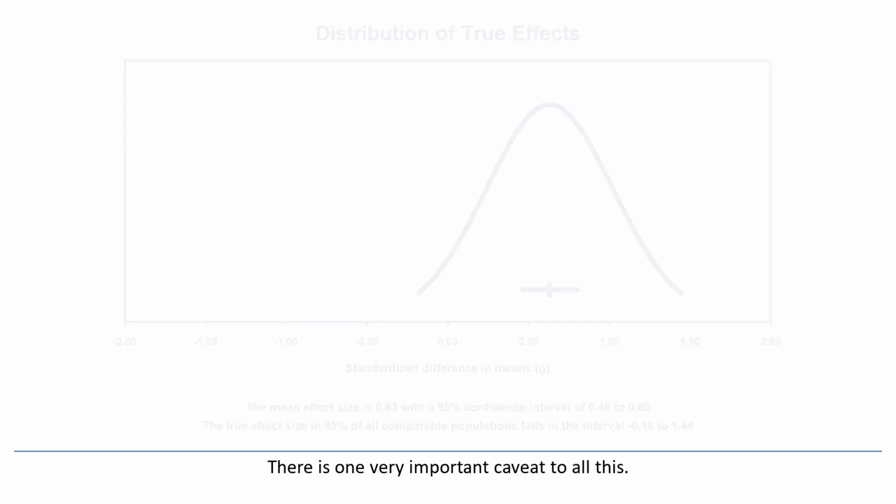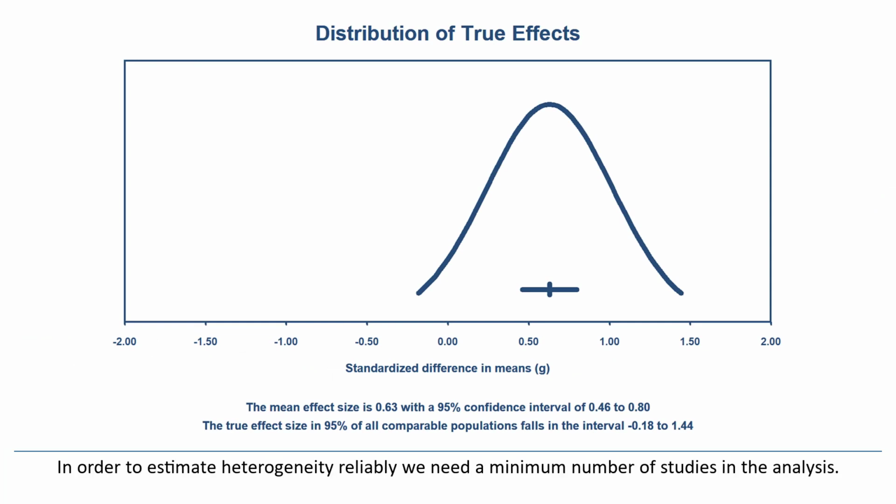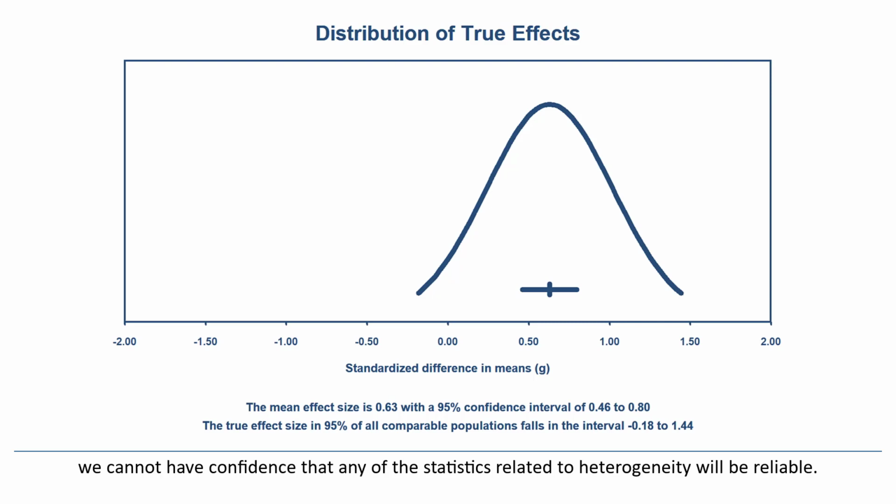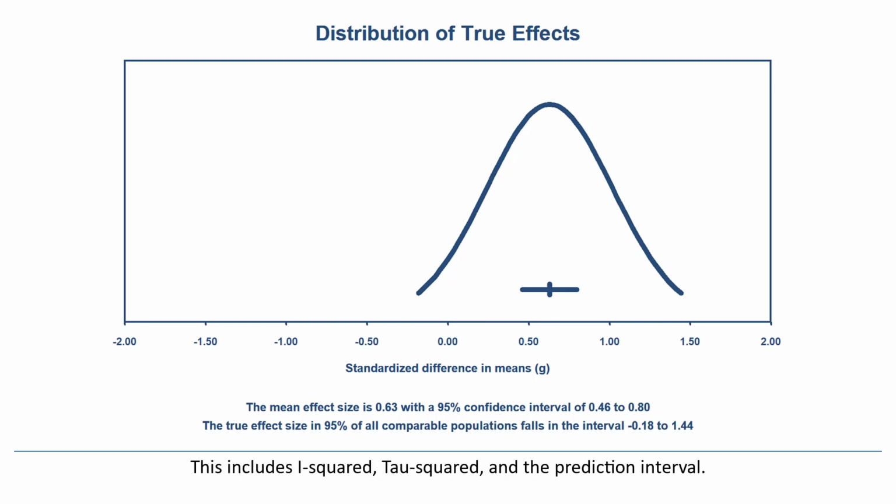There is one very important caveat to all of this. In order to estimate heterogeneity reliably, we need a minimum number of studies in the analysis. The number of studies needed will vary based on several factors. However, we might use 10 as a useful minimum. When there is variation in effects, and there are less than 10 studies in the analysis, we cannot have confidence that any of the statistics related to heterogeneity will be reliable. This includes I-squared, tau-squared, and the prediction interval.